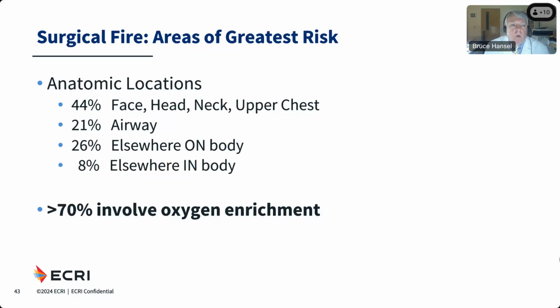So where we see most fires in terms of anatomically, most of those occur above the nipple line, face, head, neck, upper chest. And the next would be in the airway, then elsewhere on the body, and like down on the chest. You can also have them in just about actually anywhere where you're applying cautery. And then in the body, like the ones I mentioned earlier about bowel gas, for example.